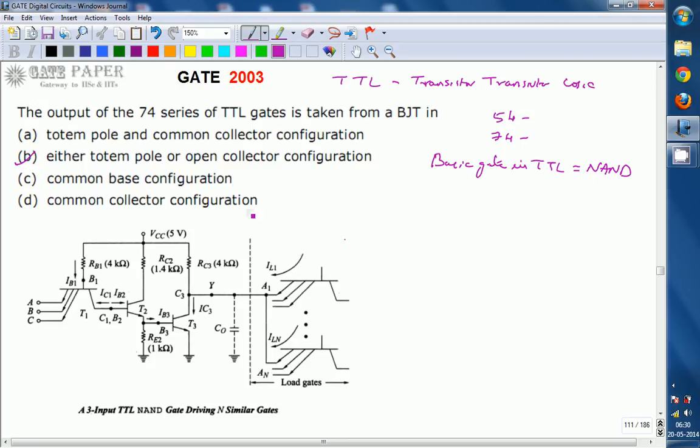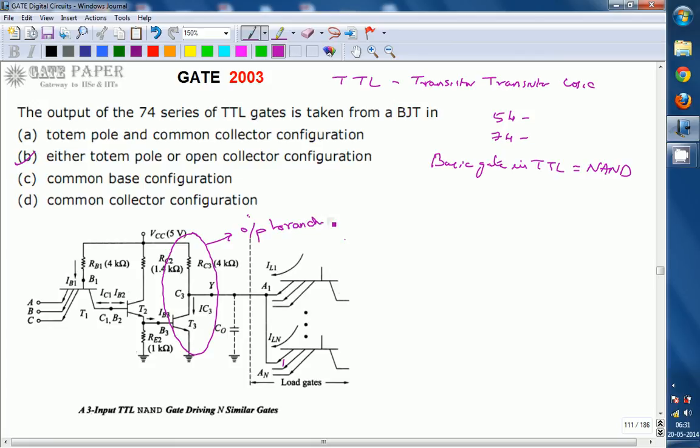You can look only up to this dotted vertical line. Before that, C0 is also given with dotted lines, which is just a parasitic value, so there is no need to consider this C0. Now this is the TTL NAND gate, and this is the output circuit. This branch is treated as the output branch, from where you take the output.